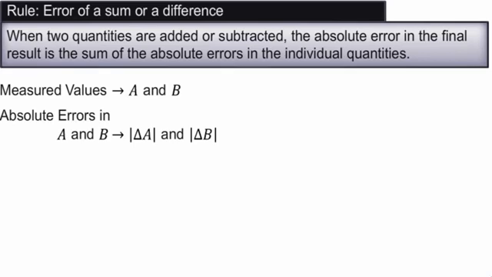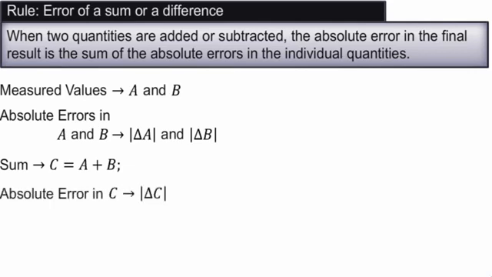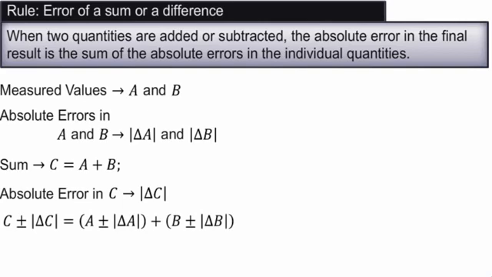We have by addition C ± ΔC = A ± ΔA + B ± ΔB. The maximum possible error in C, ΔC, is equal to ΔA + ΔB.